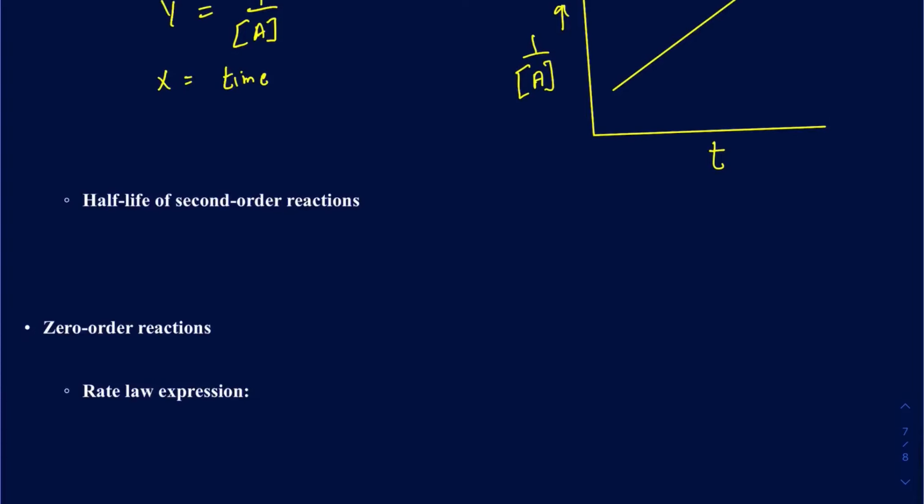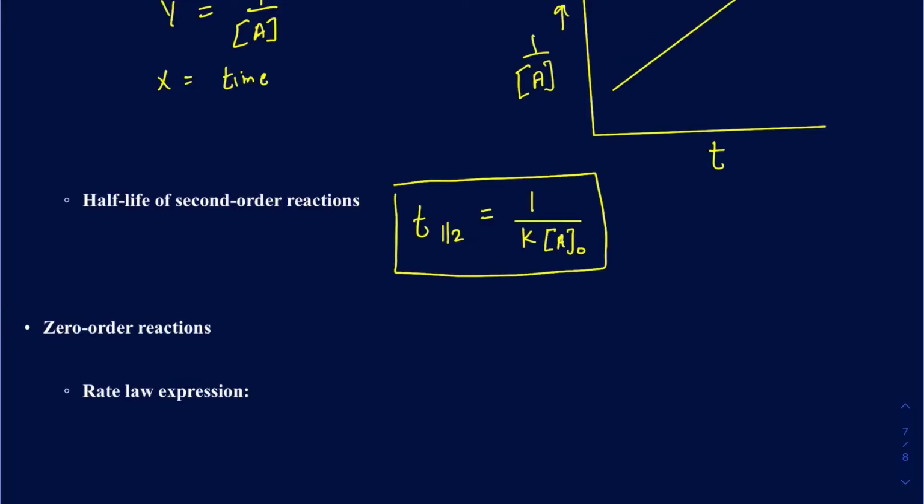rather memorize this formula or be able to use it. The t half for a second order reaction is going to be equal to 1 over k times the initial concentration. So that's going to be your half-life of the second order reactions.